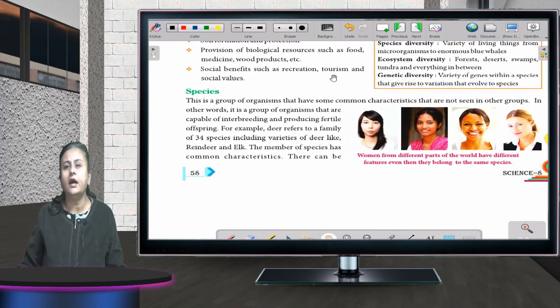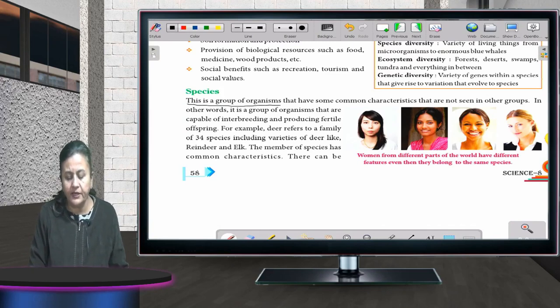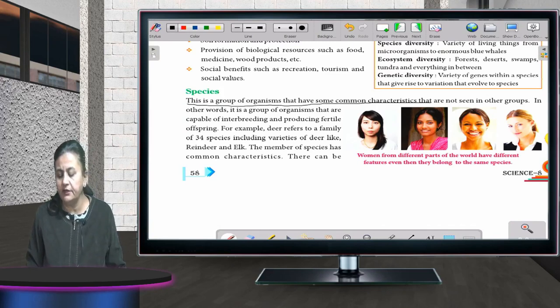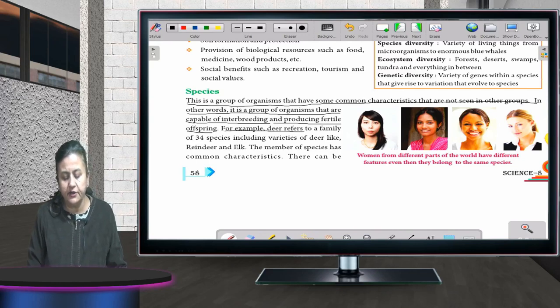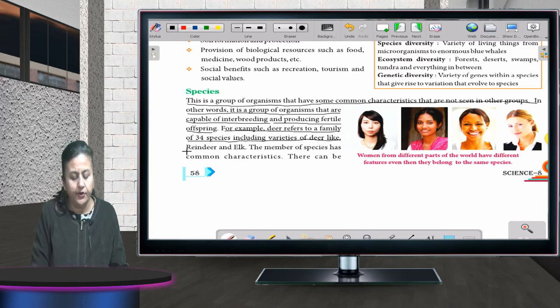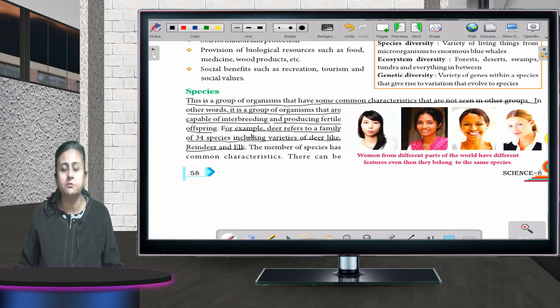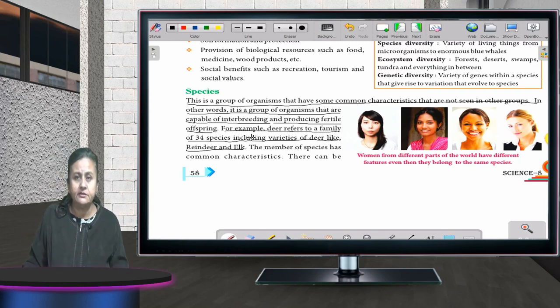Species. What are species? Okay, now if I talk about species, this is a group of organisms that have common characteristics that are not seen in other groups. In other words, it is a group of organisms that are capable of interbreeding and producing fertile offspring. For example, deer refers to a family of 34 species, including variety of deer like reindeer and elk. What is species? Species is a group of organisms which have the same common characteristics.